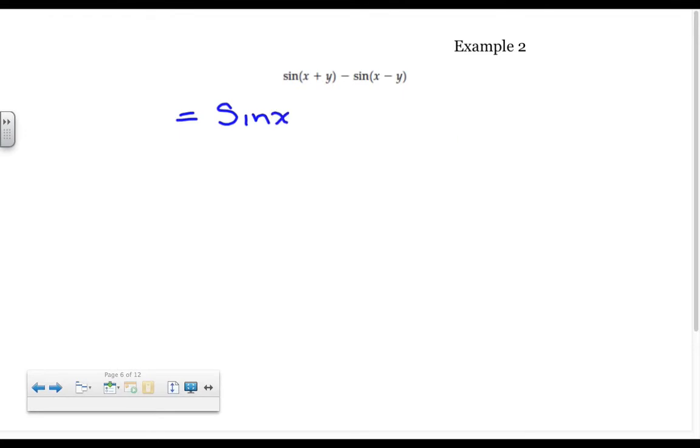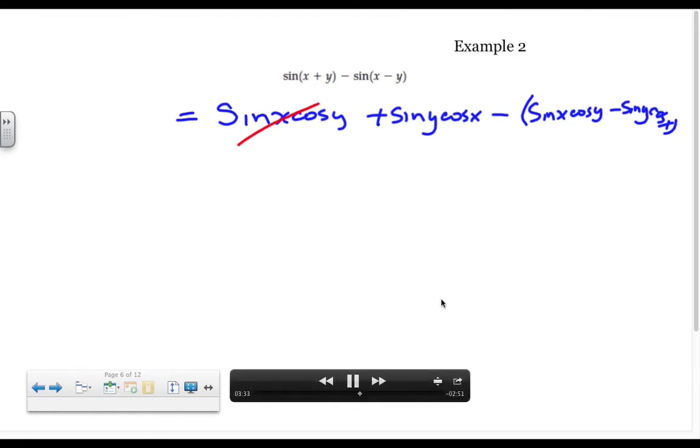So I end up with sine x cosine y plus sine y cosine x minus, parentheses, sine x cosine y minus sine y cosine x. And then I'm going to distribute that minus, and I can start canceling. And then I ended up with sine x cosine y plus sine y cosine x plus sine y cosine x minus sine x cosine y, and I get a 2 sine y cosine x. Easy peasy.